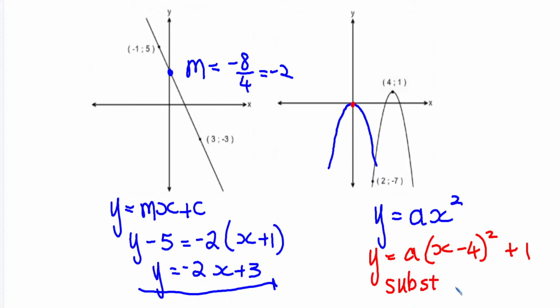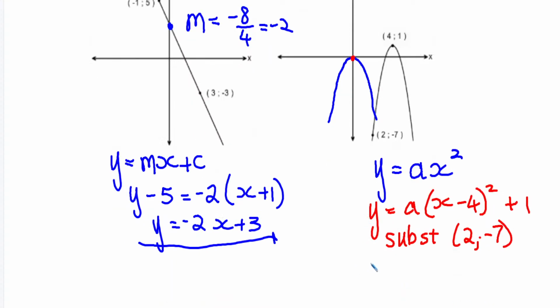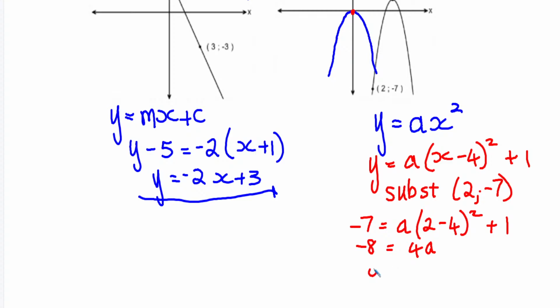Substitute in (2, negative 7). And when I do that, I get negative 7 equals a times (2 minus 4) all squared plus 1. And I get negative 8 is actually 4a. So a is negative 2. So in fact, my answer is going to be y equals negative 2 (x minus 4) all squared plus 1.